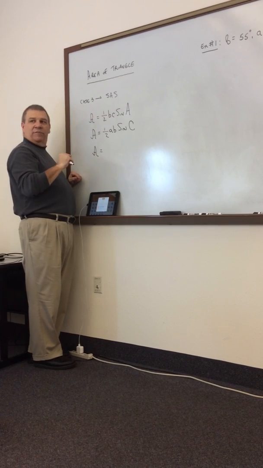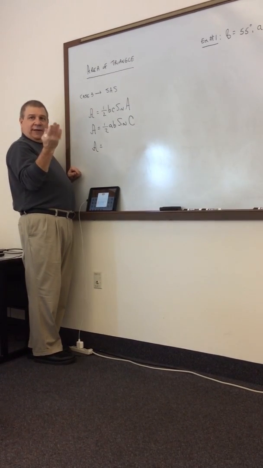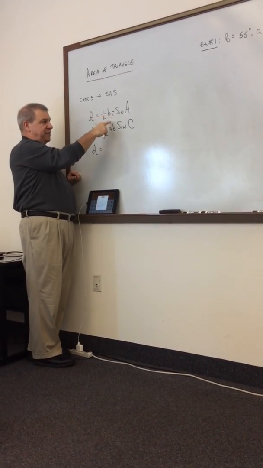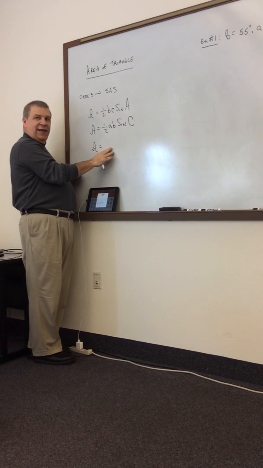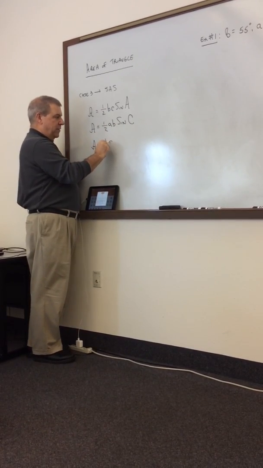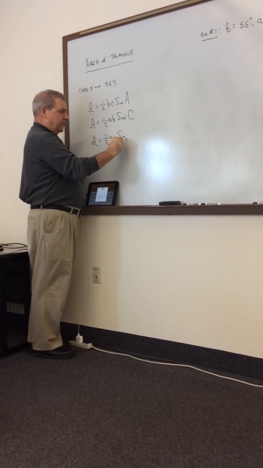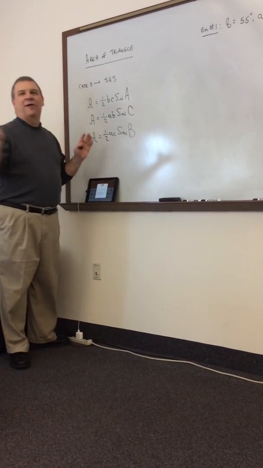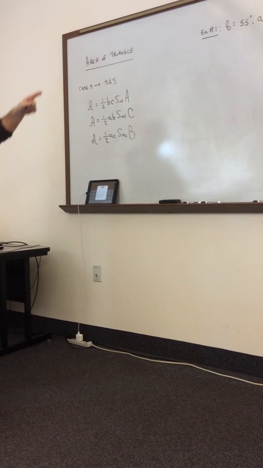And the third one, what if I gave you A and C? I mean, there'd be 3 forms of this. This is giving you B and C, this is giving you A and B. What if I gave you A and C? What would this be? Howard? 1/2 AC sine of B. All right, this is all you have to do. This is pretty simple too.